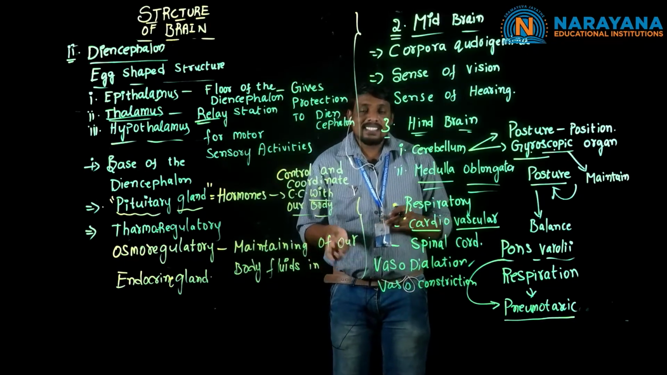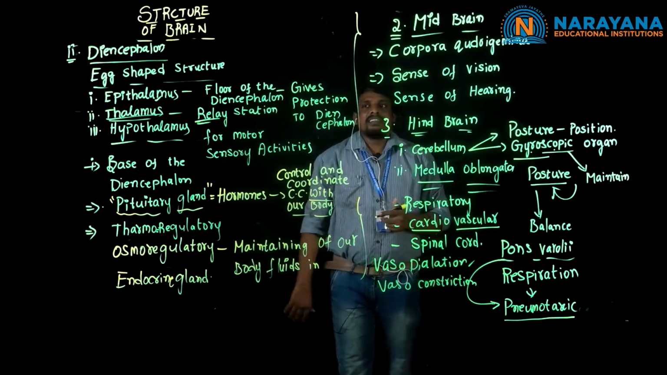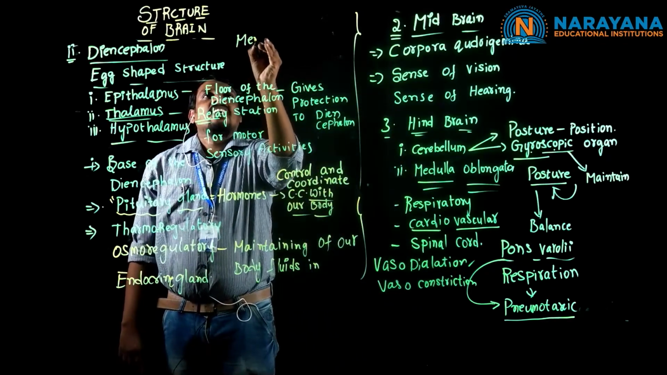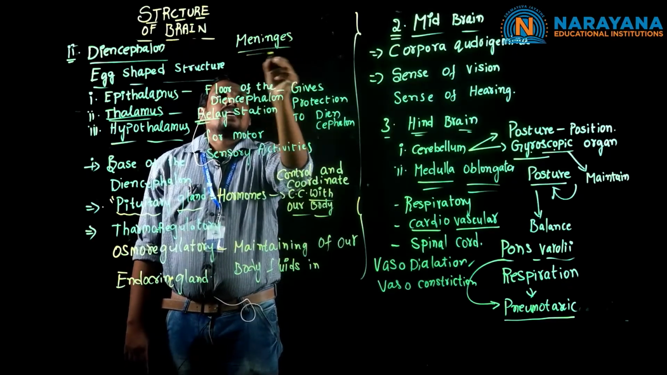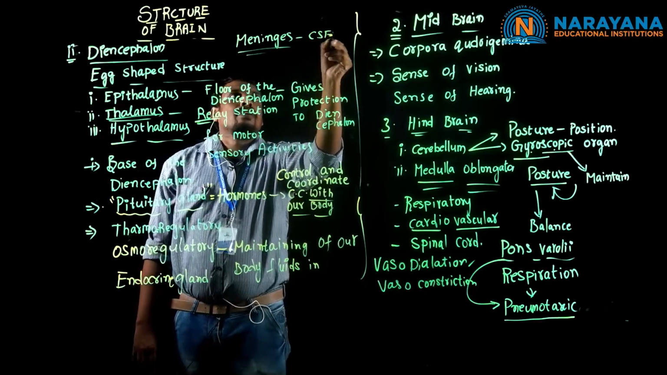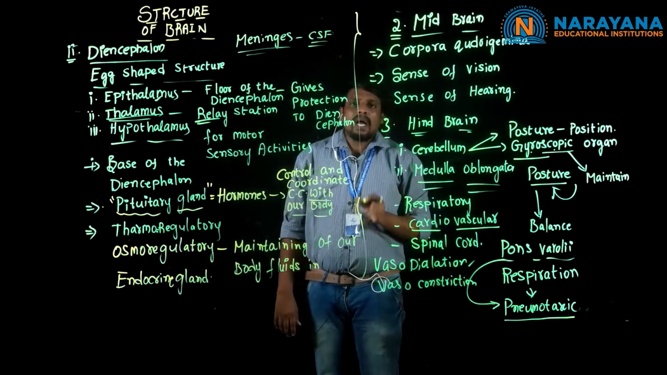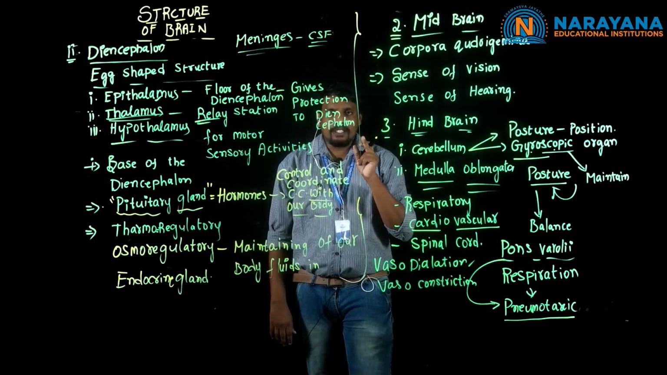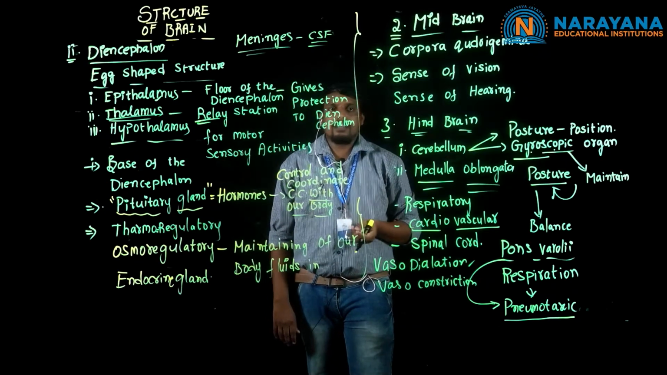What is that? Meninges, yes. Meninges contain CSF fluid that is produced by the cerebrum and midbrain. Okay? Cerebrospinal fluid is produced by the cerebrum and midbrain. Am I clear?